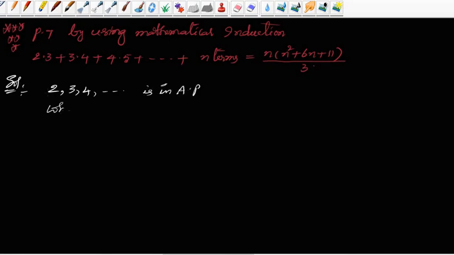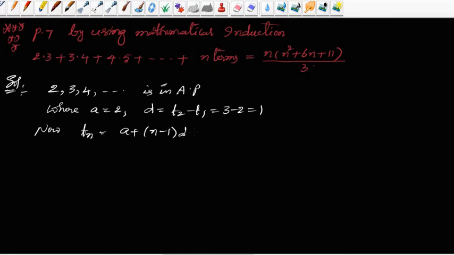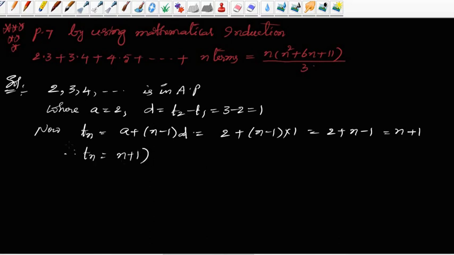So here small a is equal to 2, common difference is equal to t2 minus t1, that is 3 minus 2 is equal to 1. Now the general term tn is equal to a plus (n minus 1) into d. So put the values: 2 plus (n minus 1) into 1, that is 2 plus n minus 1, that is n plus 1. So the answer should be Tn is equal to n plus 1.